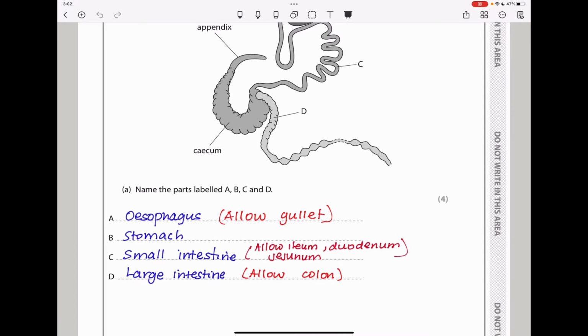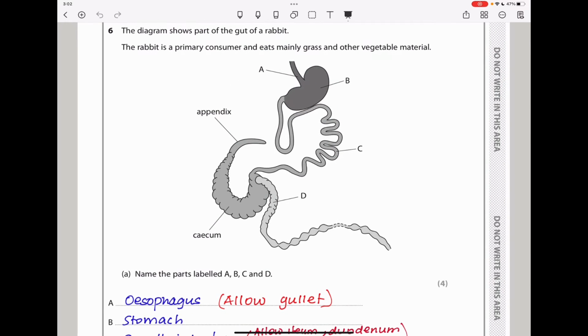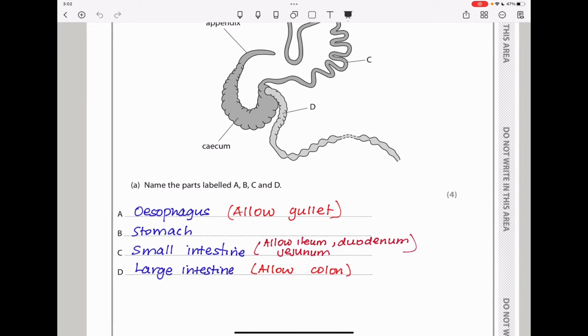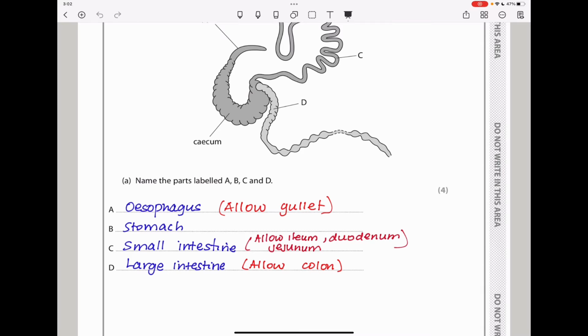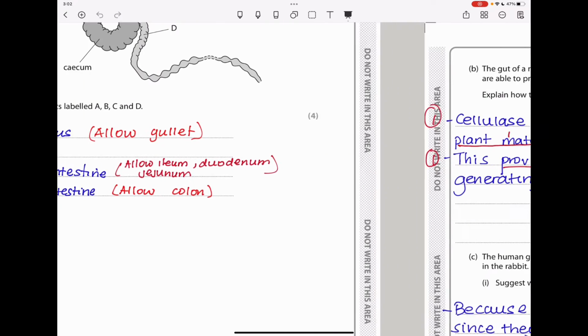So even if you've never studied the digestive system of a rabbit, you can just use your knowledge from the digestive system of a human, and then you can reason out what they're looking for. So let's continue to the next page.